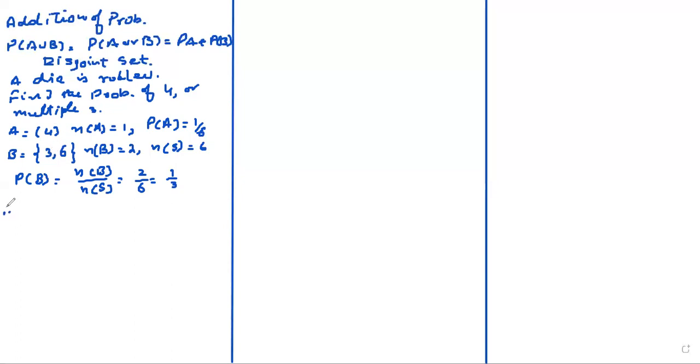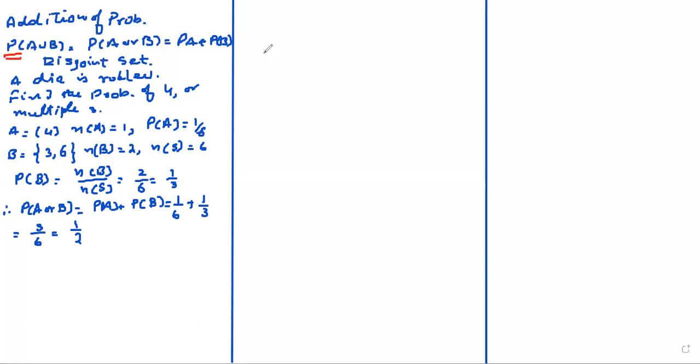So therefore, probability of A or B, or we may say the probability of A union B, equals probability of A plus probability of B. Simply, which equals 1 over 6 plus 1 over 3, which equals 3 over 6, which equals 1 over 2. And we know that nothing is common to them. This is the first formula.